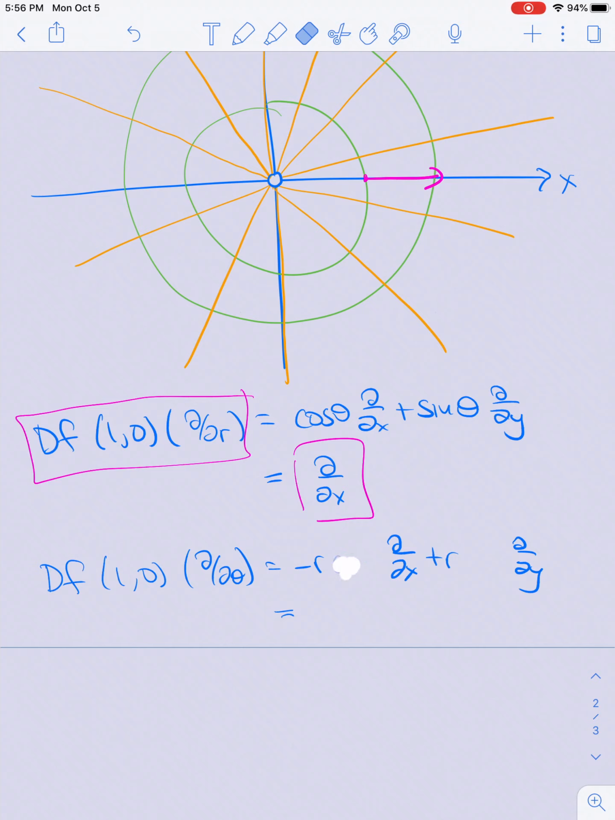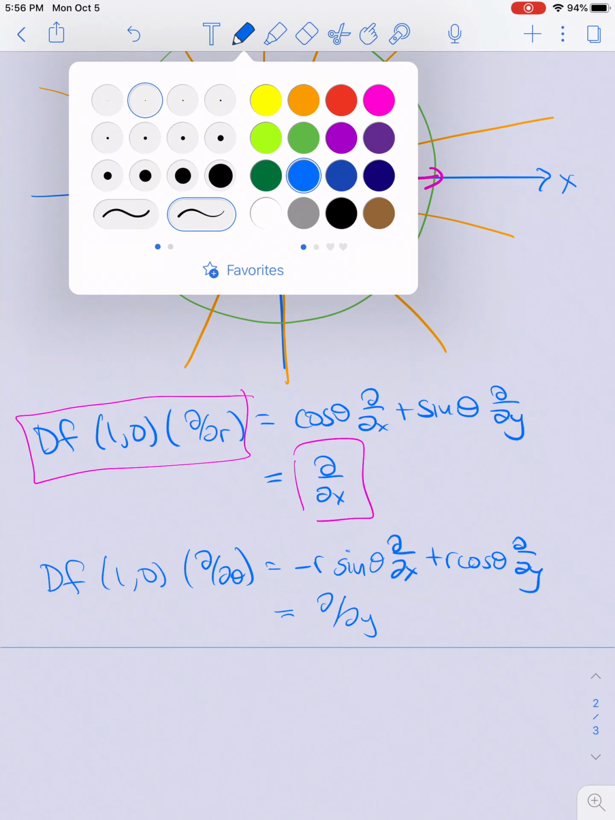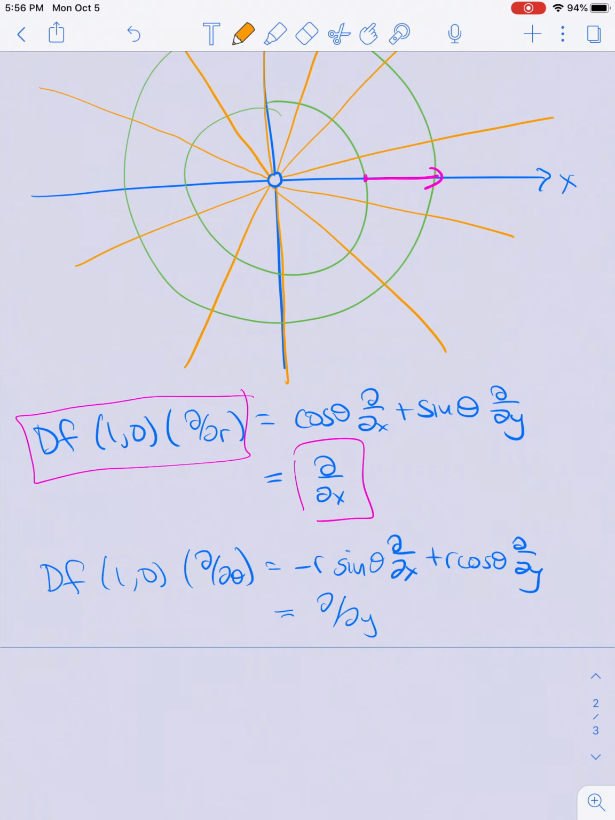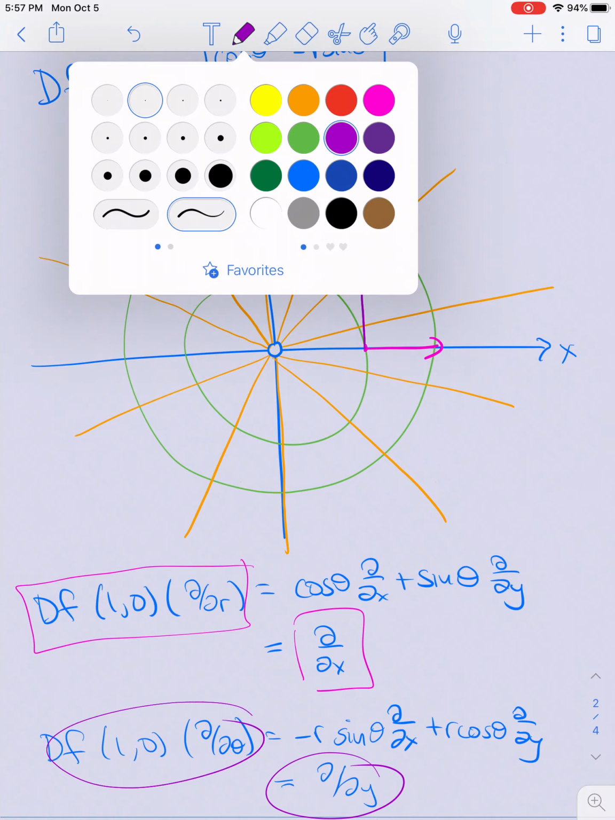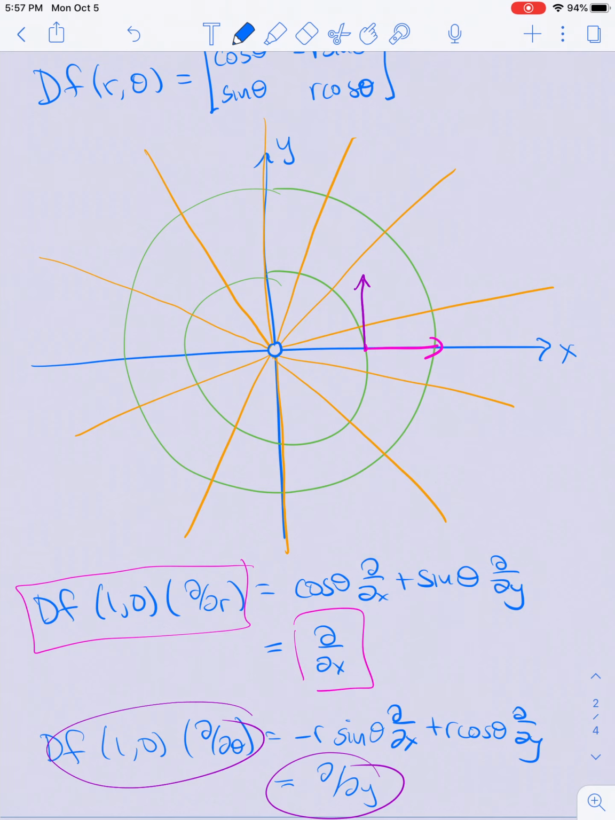Sorry, this should be sine, and this should be cosine. Yeah, that's correct. So then I get no d by dx's, and I just get a d by dy. And I'll do this one. No, I already used orange. I'll use purple here. So this is this vector.